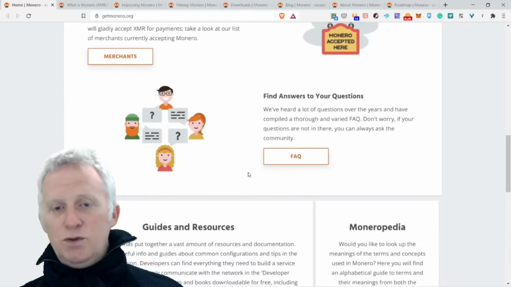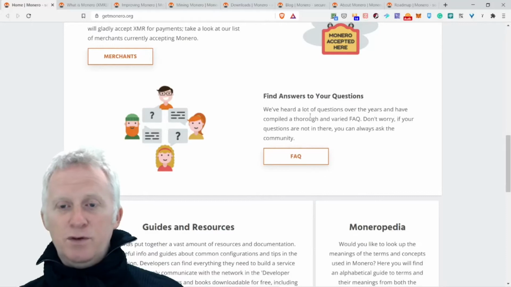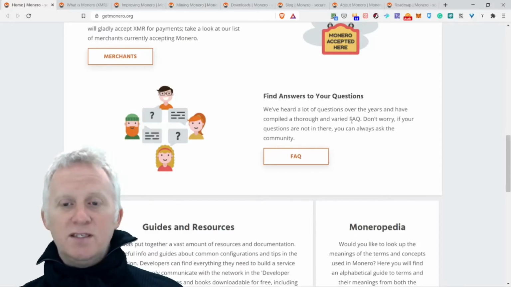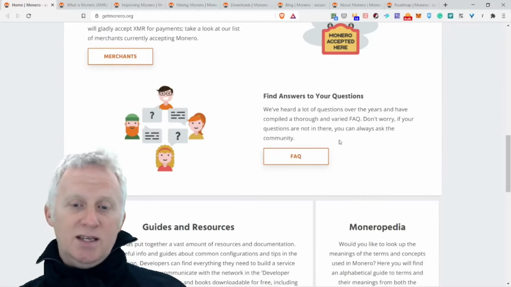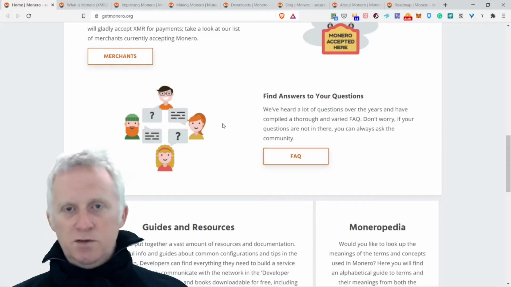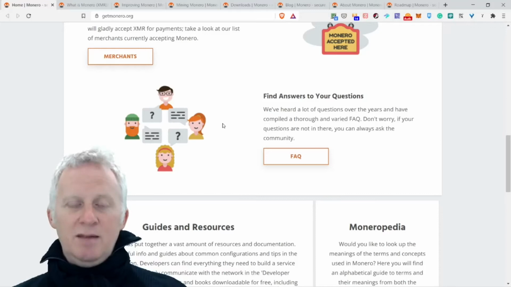Find answers to your questions. We have heard a lot of questions over the years and have compiled a varied FAQ, frequently asked questions. Don't worry, if your question is not there, you can always ask the community. This is cool about decentralization: you have a sense of community, so you can go there and people will answer your question. I love the smart characters.